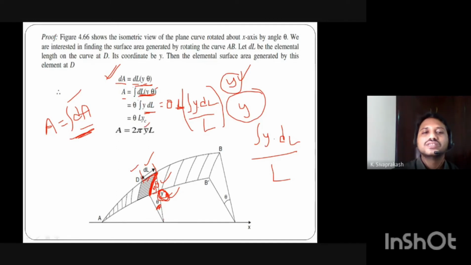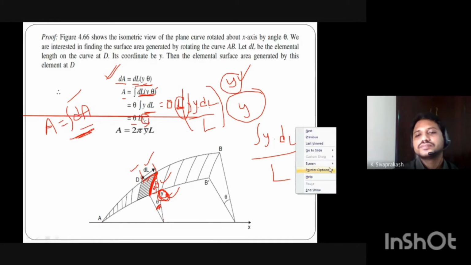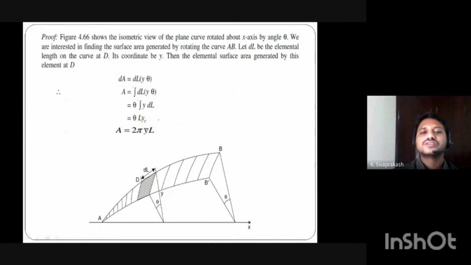Now in the second step, move the theta outside, and L, which is already there, keep it outside, and in place of the function you write yc. Otherwise you can also write the y bar. So finally you will get the 2 pi. Theta applies only if the area is rotated through only theta angle. But to cover the complete rotation, what is the total angle? 360 degrees. So in place of theta we should write 2 pi, and the remaining terms: y bar is the centroid position of the entire curve, and L is the length of the curve.